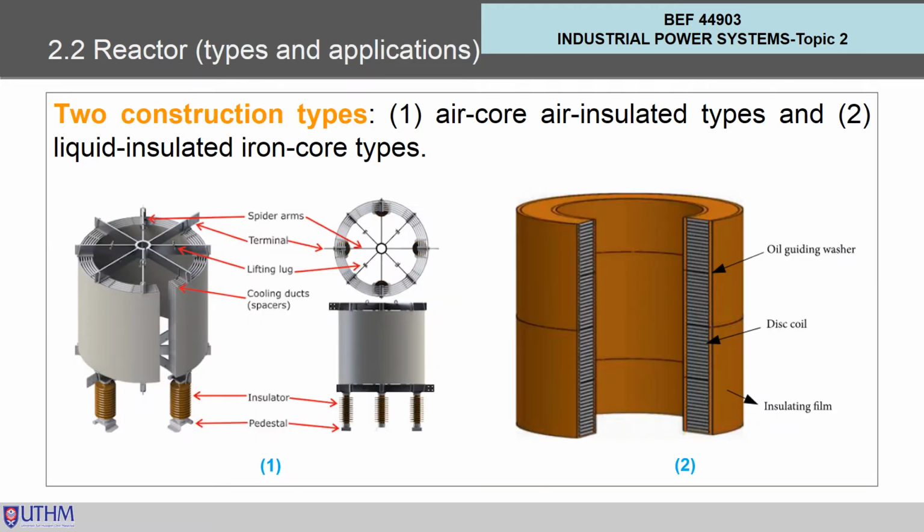Next is the reactor types and applications. There are two construction types. The first one is air core, air insulated types, and the second one is liquid insulated iron core types. This is the figure for the first construction type, and this is for the second type.